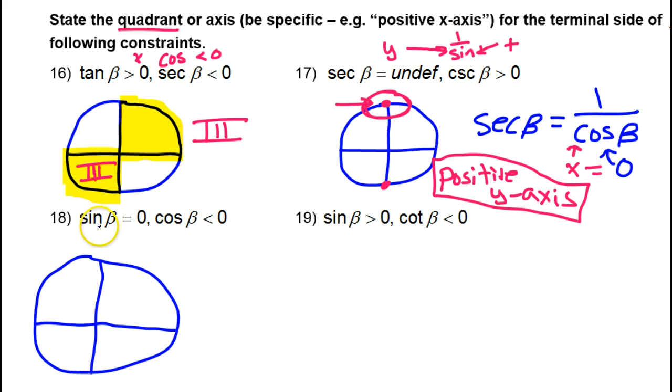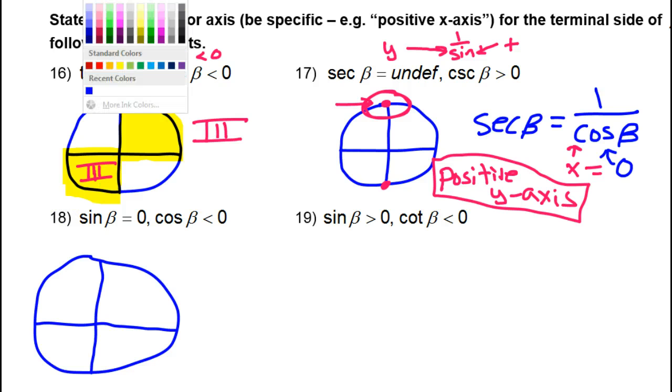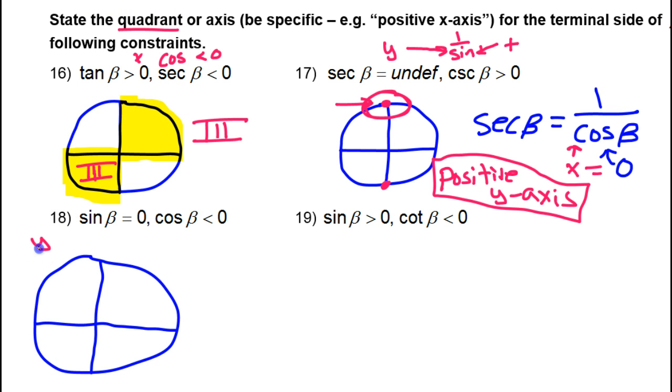So let's see. Sine is 0. Remember that with sine, we're talking about y values. So where are the y values equal to 0 on this unit circle? Y values are 0 on the x-axis. So either here or here. One of these will be the answer.